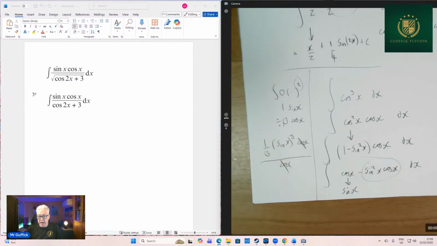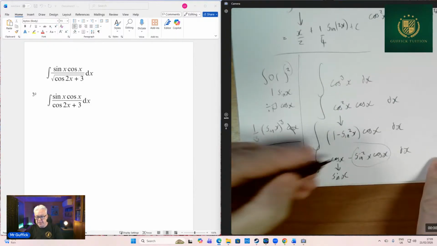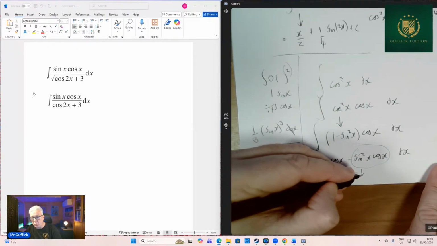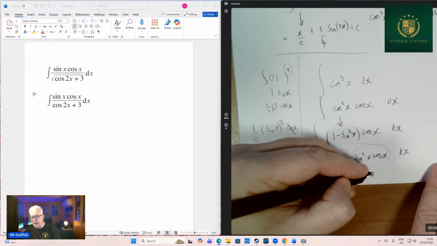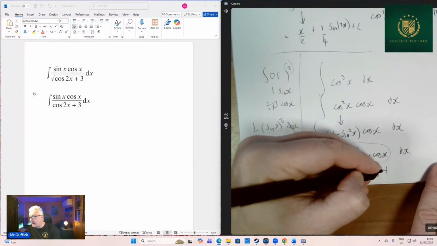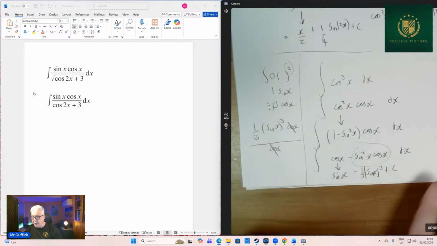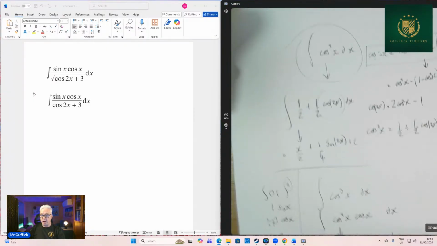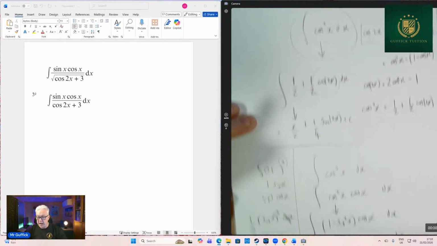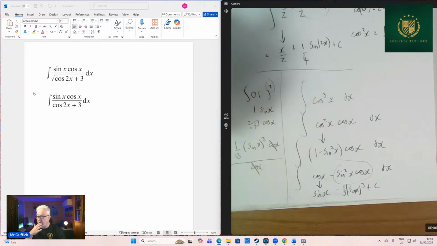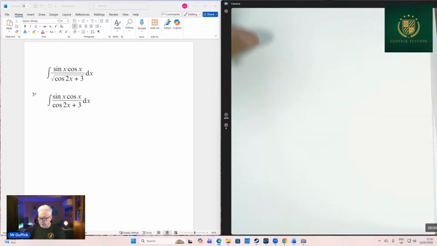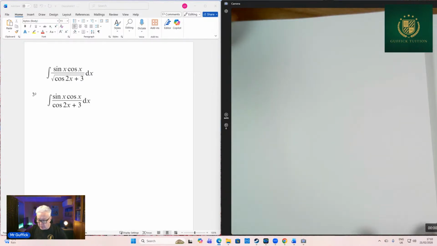And you can check that by redifferentiating it using the chain rule. So that's going to go to there, minus 1/3 sine x all cubed, add c. Okay, perfect. So far, we've looked at cos squared and cos cubed. Now I would just mention, let's imagine you wanted to integrate sine squared and sine cubed.